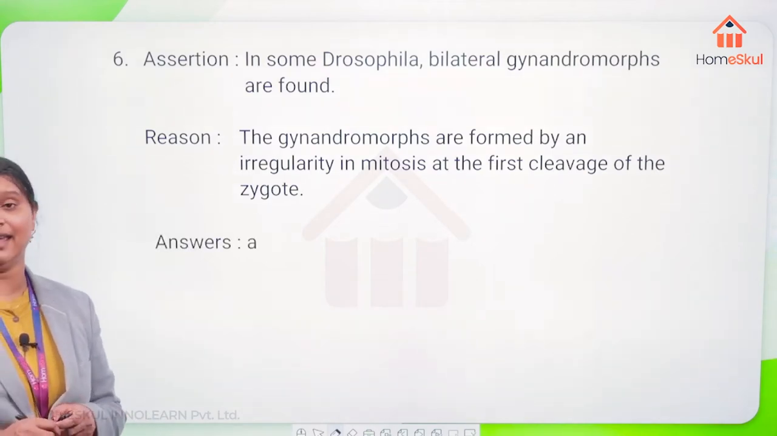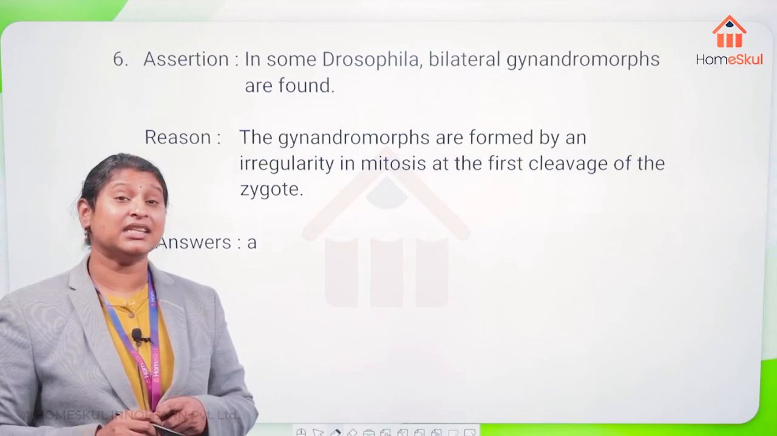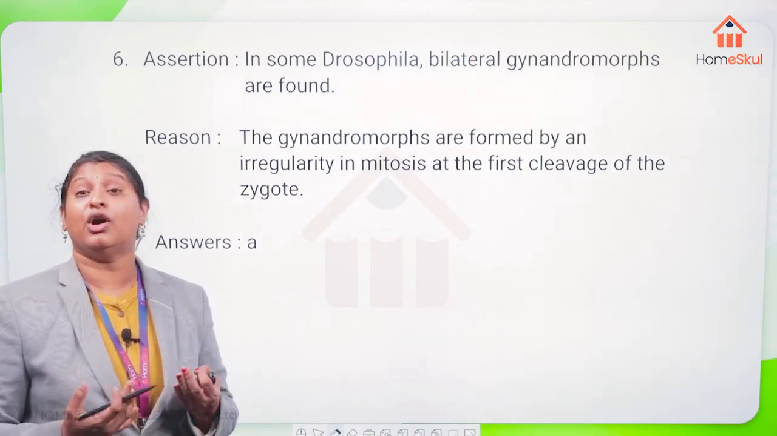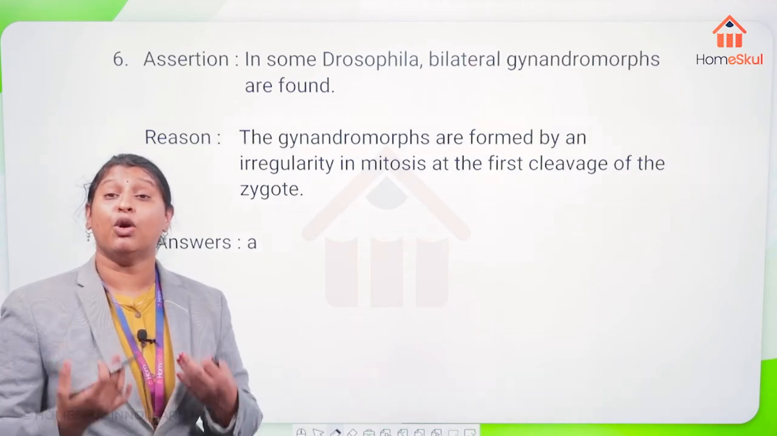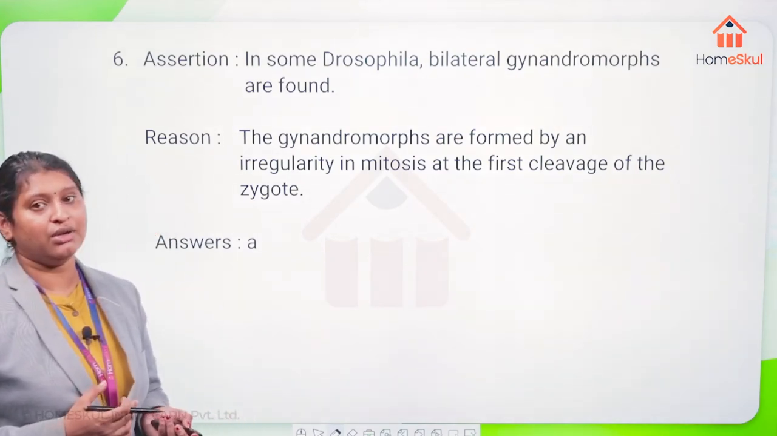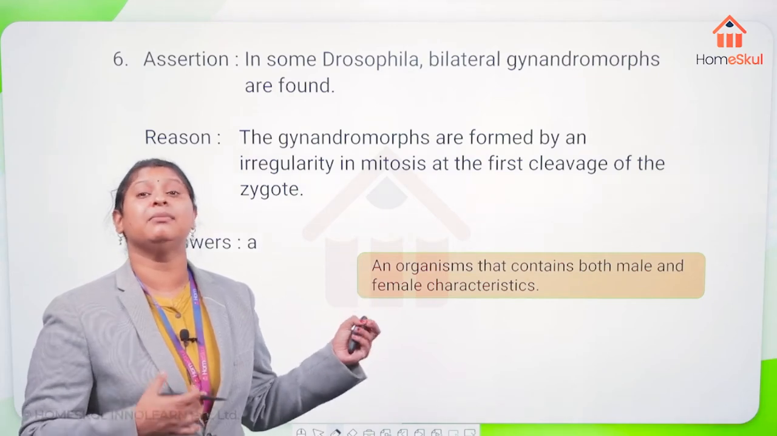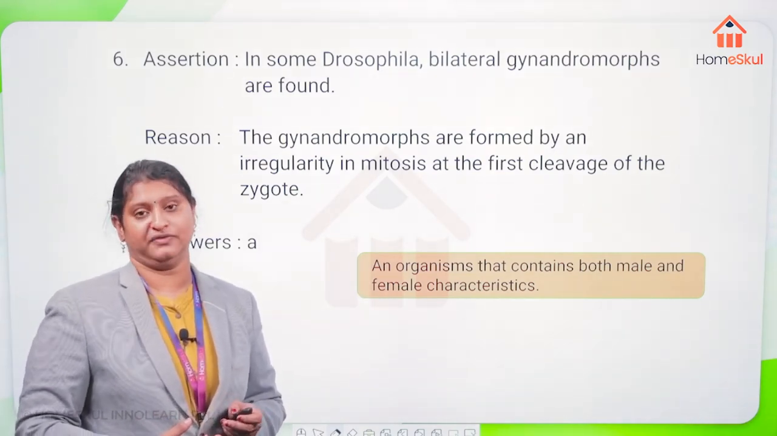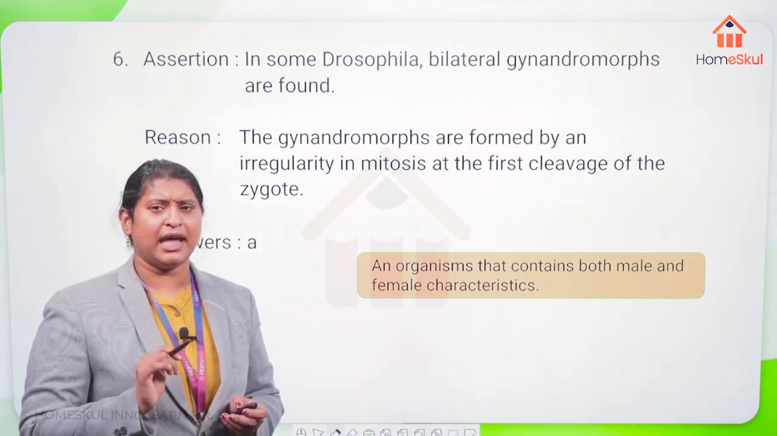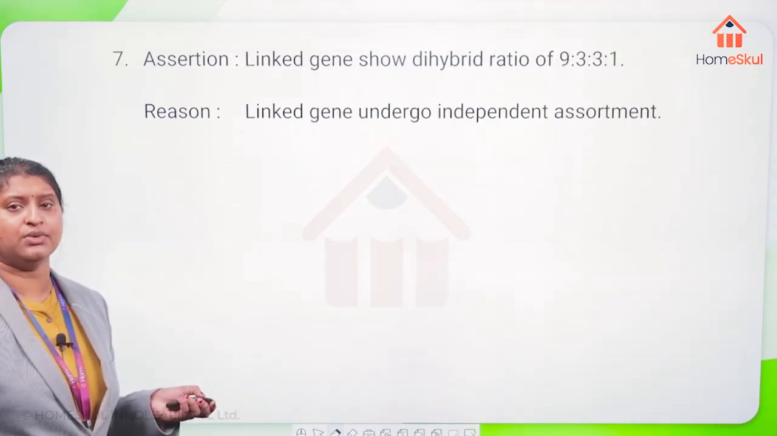Yes, the answer is A. That is, both assertion and reason are true and the reason is the correct explanation of the assertion. In some drosophila, bilateral gynandromorphs are found. That is correct. Why is it found? The gynandromorphs are formed by an irregularity in mitosis at the first cleavage of the zygote. What does gynandromorph mean? An organism that contains both male and female characters. Those are gynandromorphs. Is that clear for you? Now, moving into the next question.